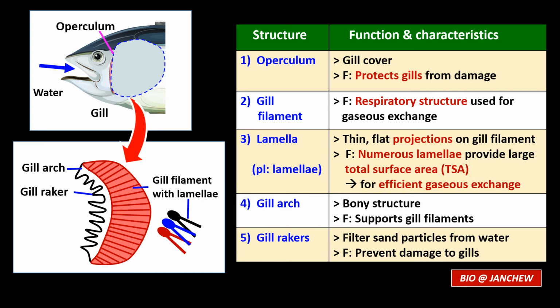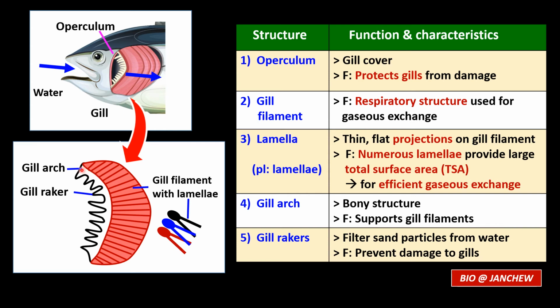Now let us discuss the respiratory system of the fish. So the fish has a gill cover that covers its gills, all right? And this gill cover is called the operculum. Its function is to protect the gills from damage. So if we cut away this operculum, we will see the red gills inside the fish's head.